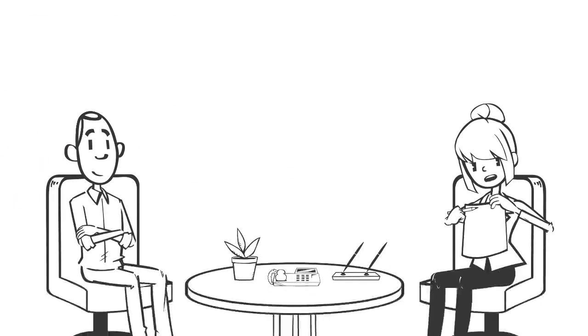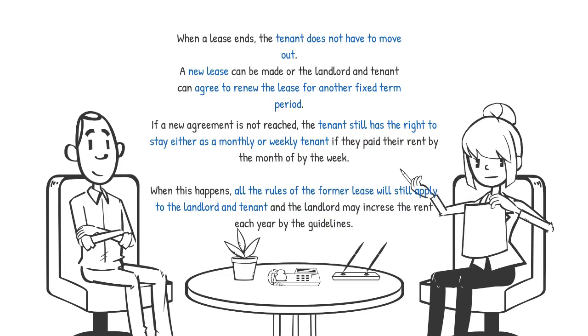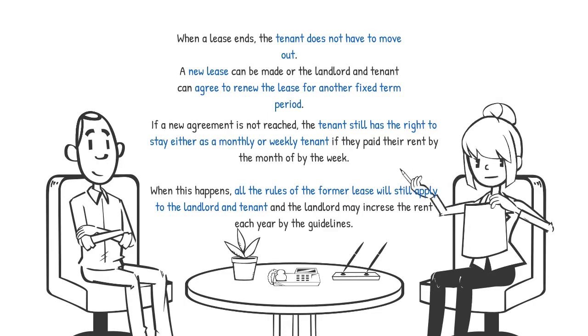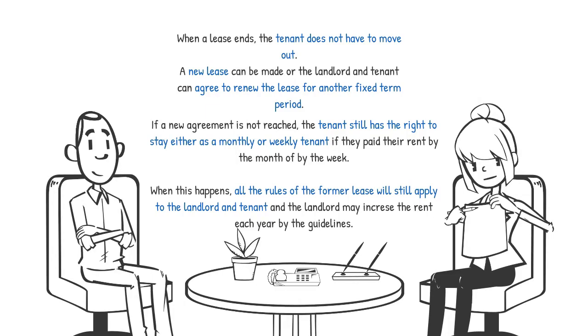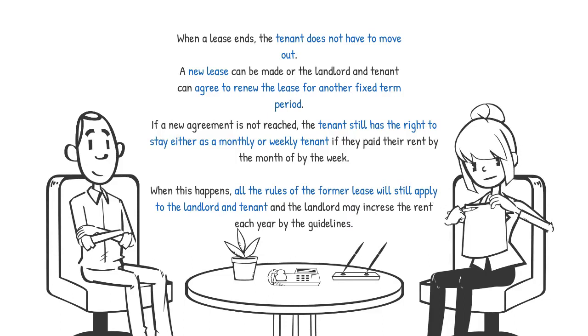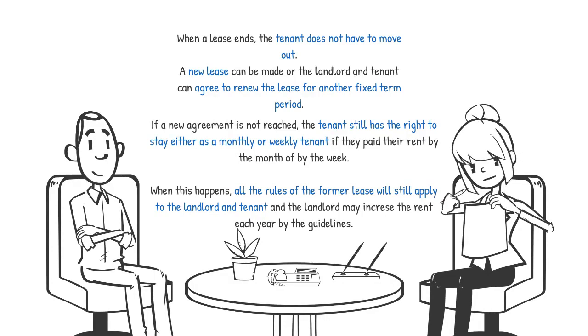When a lease ends, the tenant does not have to move out. A new lease can be made, or the landlord and tenant can agree to renew the existing lease for another fixed-term period. However, if a new agreement is not reached, the tenant still has the right to stay, either as a monthly or weekly tenant, if they paid their rent by the month or by the week. When this happens, all the rules of the former lease will still apply to the landlord and tenant, and the landlord may increase the rent each year by the guidelines.